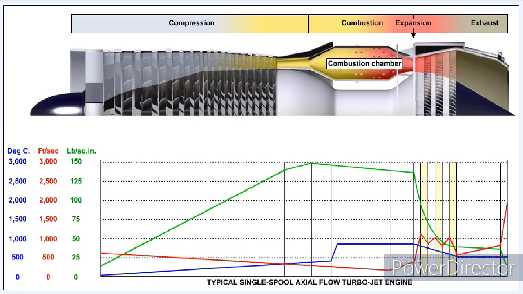You'll see from this graph that the air enters the combustion chamber at a slightly slower rate than which it enters the intake of the engine. Speeds of around 500 feet per second are not unusual.